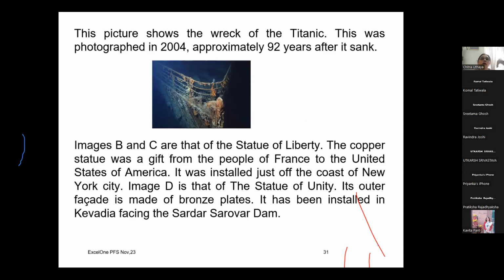Now, this picture shows the Titanic. This was photographed in 2004, approximately 92 years after it sank. I'll show you the next images. Images B and C are that of the Statue of Liberty, and I've explained what it is over here. You can take a minute to read it, and then I'll move on.